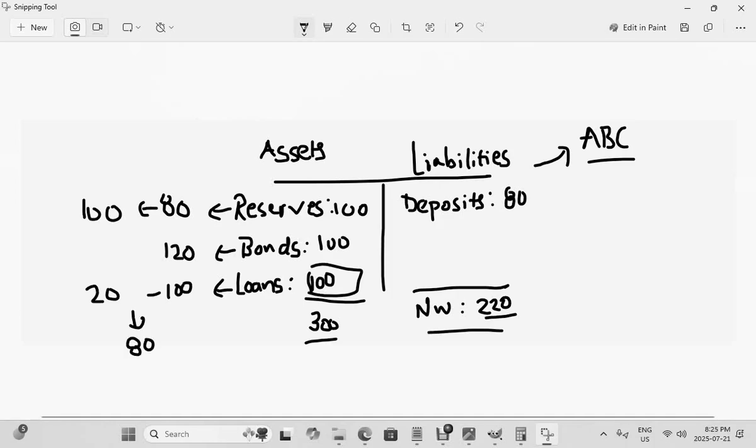So this is how the central bank buys and sells bonds, and this will be the impact of that transaction when it comes to your commercial banks and their balance sheet.